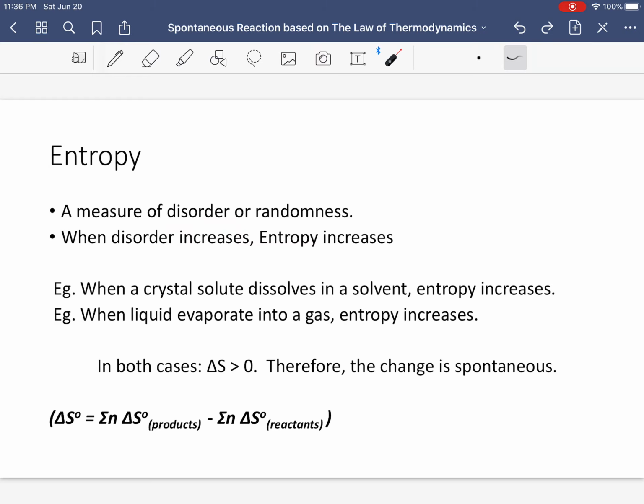So if somebody were to tell you that, hey, your bedroom is high in entropy, what does that mean? That means your room is a mess. It's disorder. Everything is put in random places.